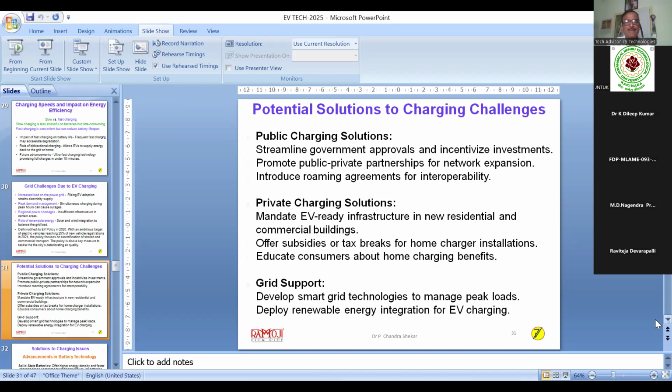Grid support: develop smart grid technology to manage peak loads, and develop renewable energy integration for EV charging. To avoid the demand on the grid, it is better to use renewable energy resources.